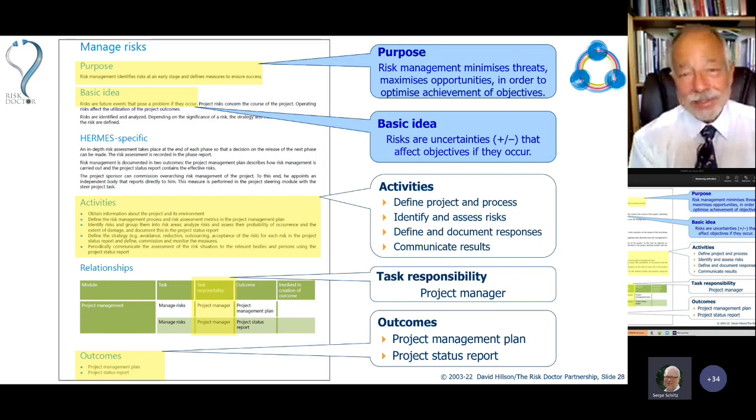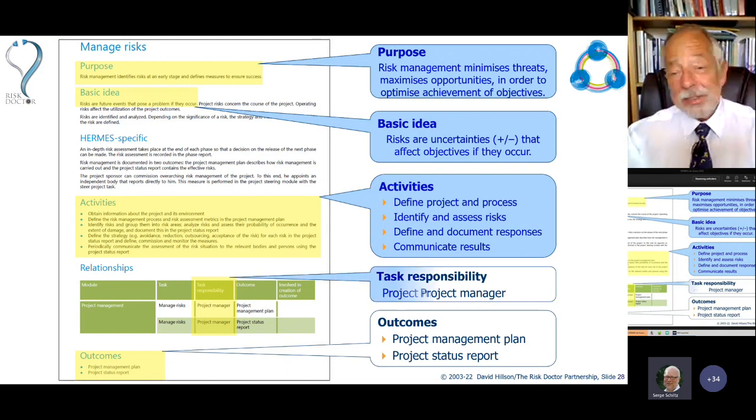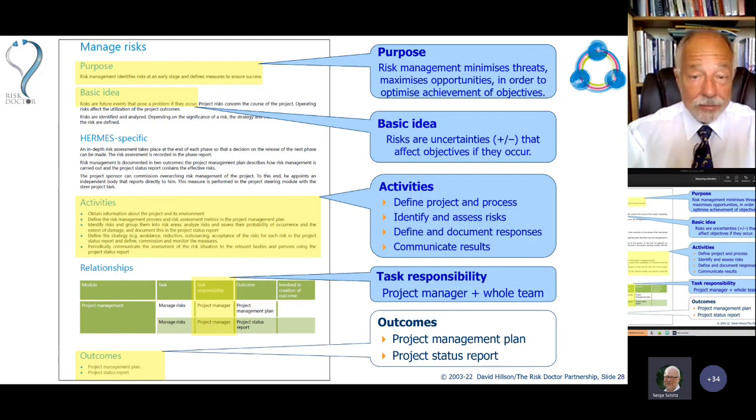That's why it's important. And once we get the basic idea and the purpose straight, then yes, the activities are right that Hermes suggests, that we do need to know what the project objectives are and how we're going to tackle risk. We do need to identify and assess them and define and document our responses and communicate the results. Absolutely. But let's get that idea and purpose right. And let's not leave it all to the poor project manager. We need to engage the whole team, all of the stakeholders, in identifying, prioritizing, and responding to risk. And maybe just having the results documented in the project management documentation, in the project documentation, is not enough.